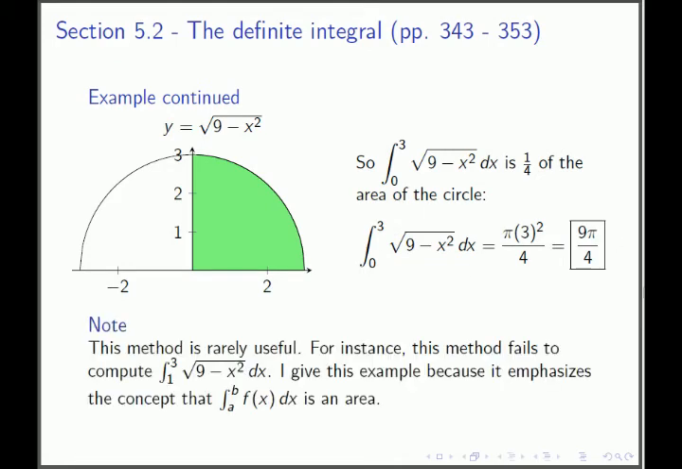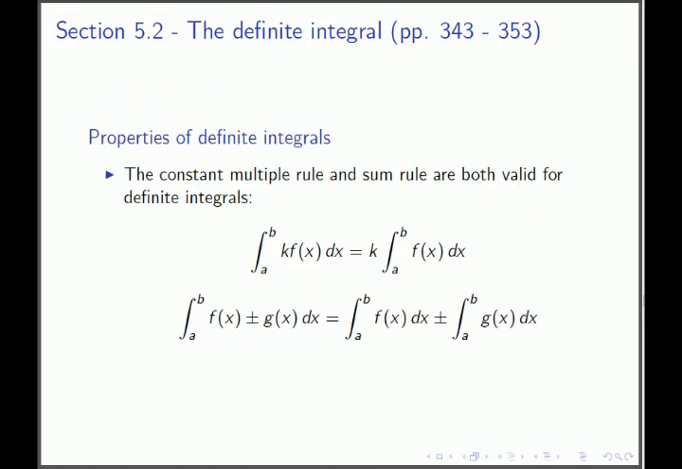I do want to admit to you that this method is almost never useful. For instance, this method would not tell us the integral from 1 to 3 of this same function. Right? I mean, from 1 to 3, that would be the area under this curve from this vertical line to the right. And that's not easily recognizable as some proportion of the area of the circle. But I wanted to give this example because it does emphasize the concept that this definite integral is merely an area, rather than a family of curves like the indefinite integral was.